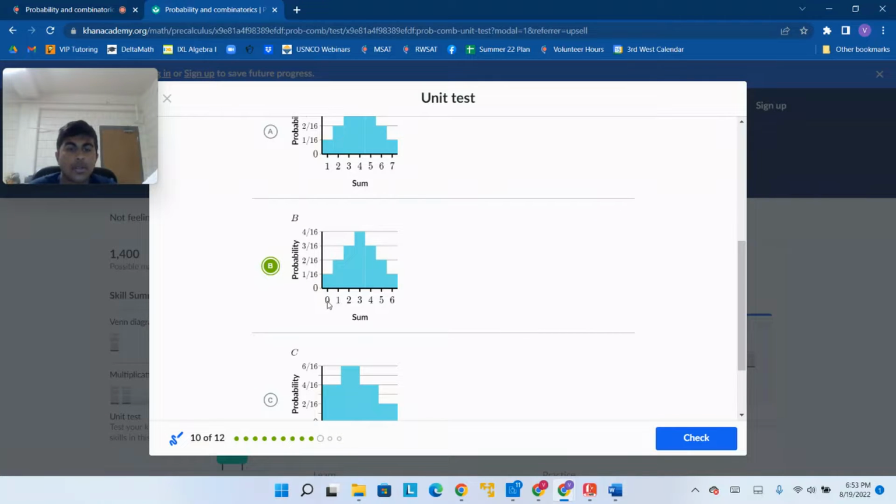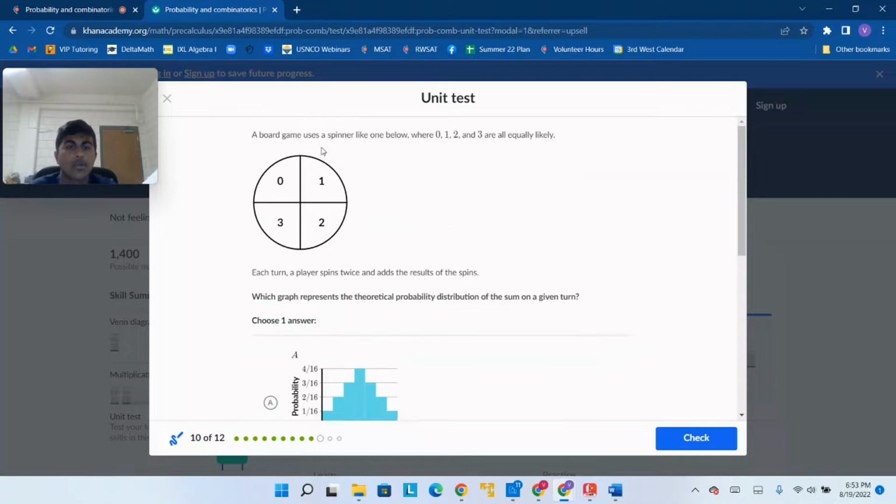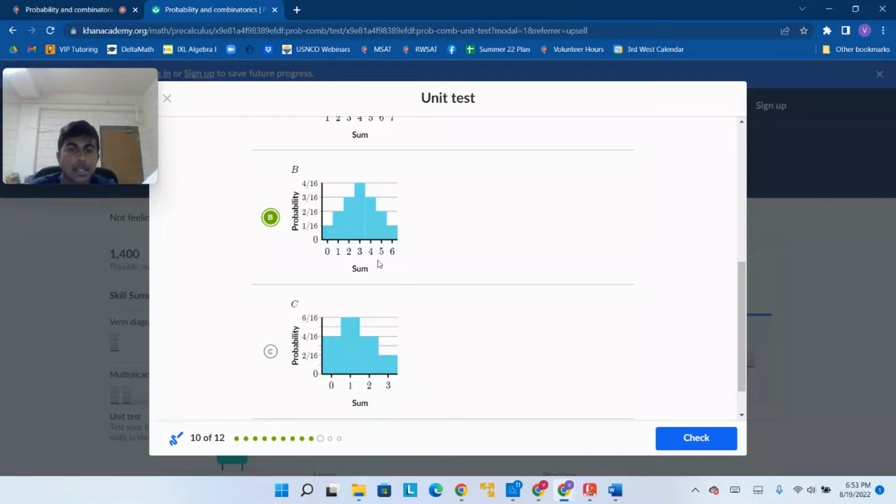As you see, you have 0, which has a 1/16th chance, and 6 the same. The 5 and 1 both have 2 ways to do it, 2 and 4 have 3 ways each, and then 3 has 4 different ways to do it. And that's a probability distribution. Let's move on.